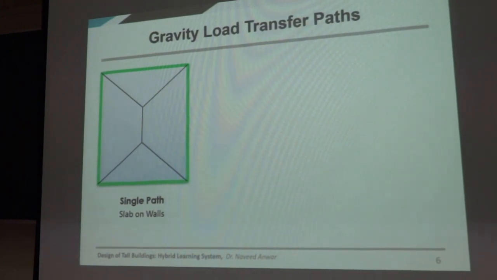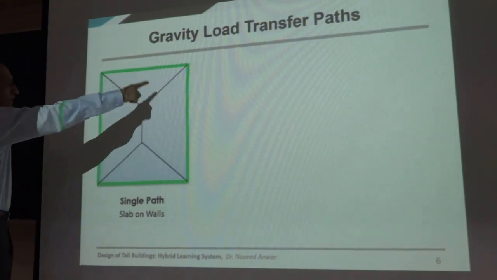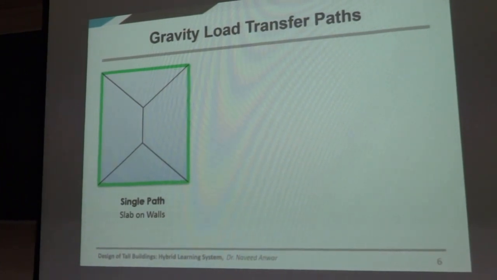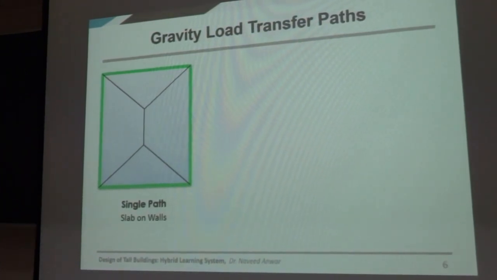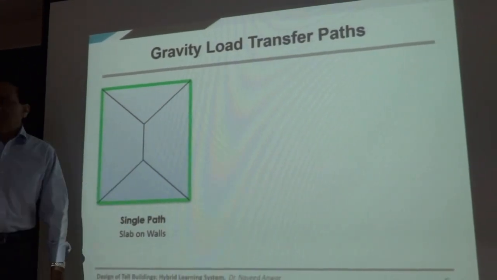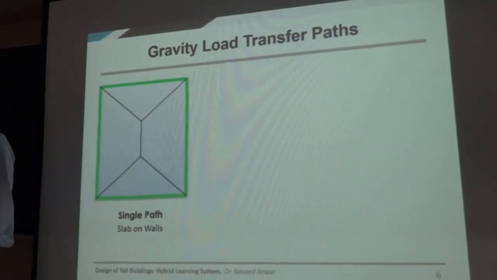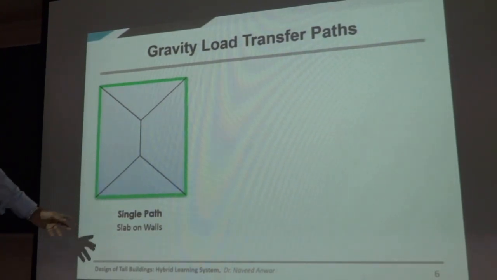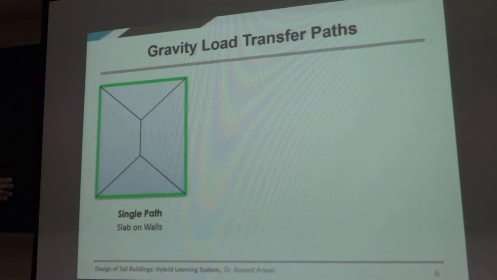In this particular case, if the green lines represent walls and all of the walls are directly supported by foundations and there is no slab on the side, this may be true in that case only. Right? But this is a rare case. You will almost never have these cases for buildings.